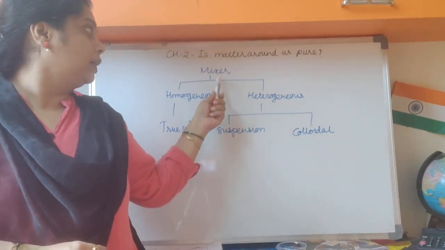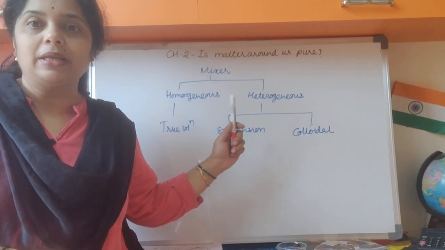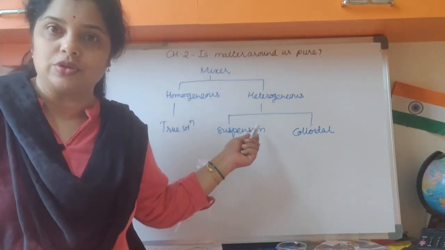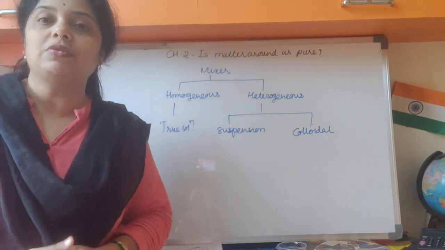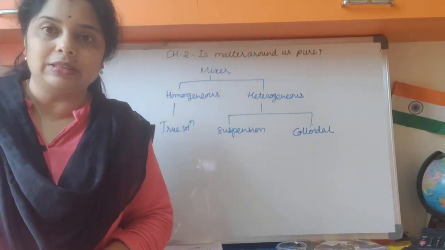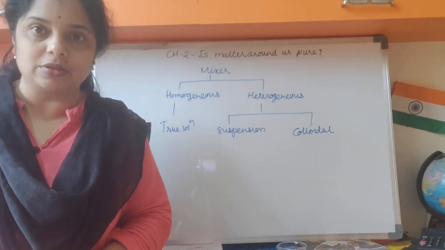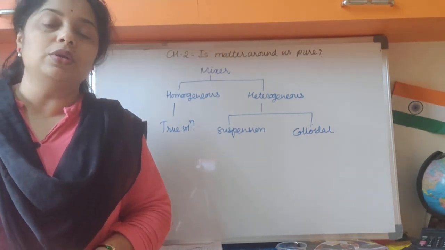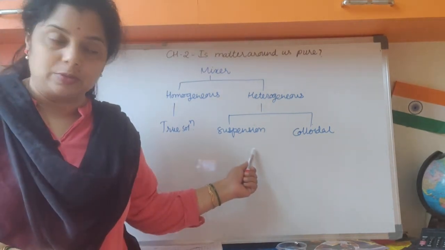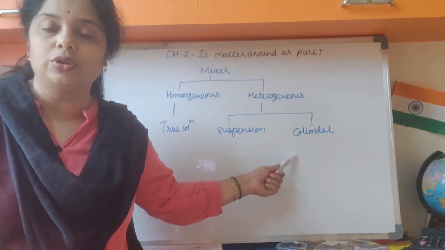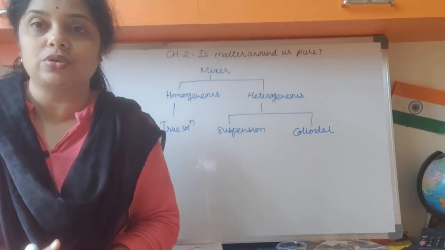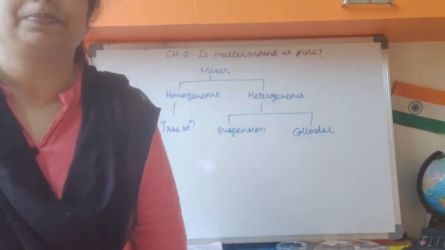We have already seen that mixtures are mainly classified into two types: homogeneous mixture and heterogeneous mixture. A homogeneous mixture is also called a true solution, and we have already seen its properties and examples. Today we are going to discuss the suspension and the colloidal solution, and see their properties and how they show the Tyndall effect.